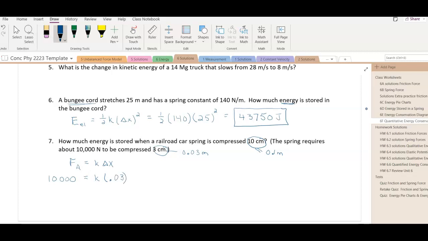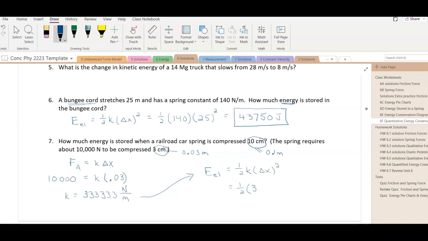And so then, if I divide both sides by 0.03, I get that K is 333,333 newtons per meter. Okay, so now we've found K. We can use that to answer the original question, which said how much energy is stored. So that's talking about elastic potential energy, which is 1/2 times that spring constant times the displacement squared.